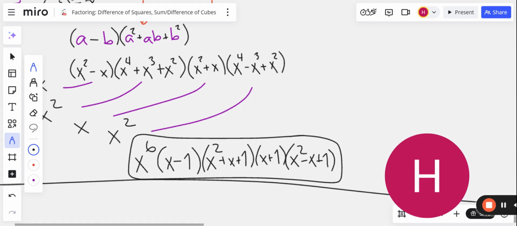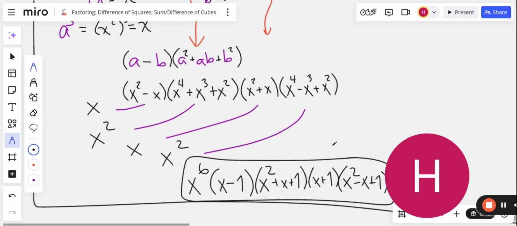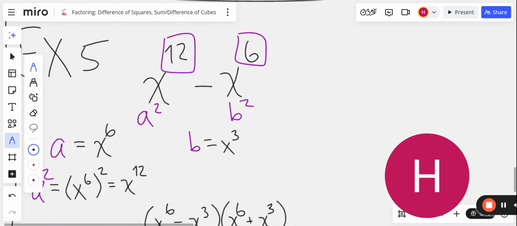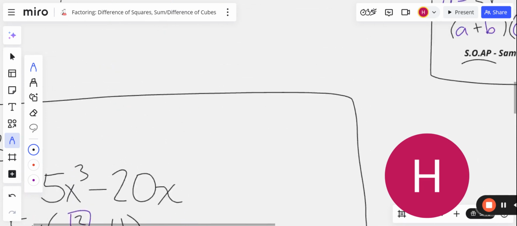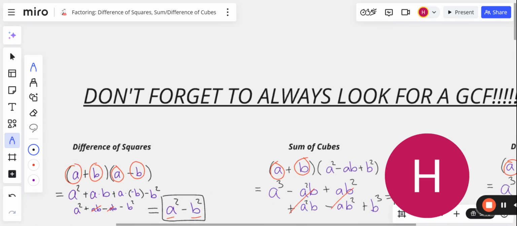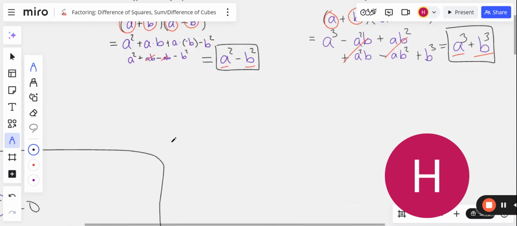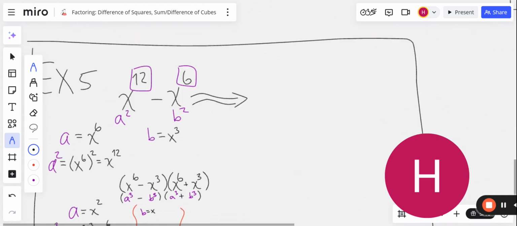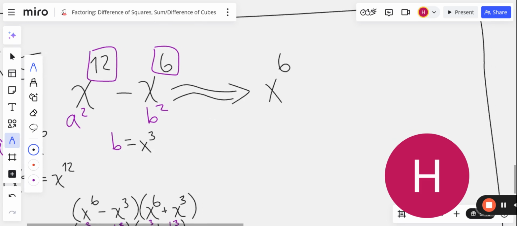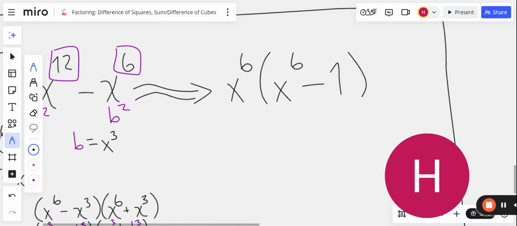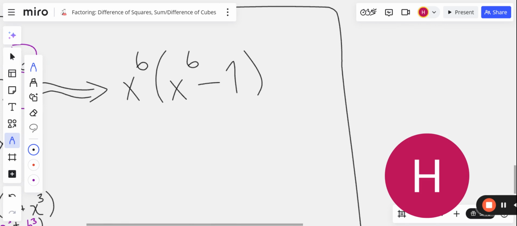Isn't that something? The reason why we had these common factors at the very end was because in the beginning, if we would have looked at this using our rule, don't forget to always look for a GCF. My whole point is that when you look for a GCF, it makes things easier and it saves you time. So let's look at how quickly we could have solved this. If we take out x to the 6th right from the get-go, we are left with x to the 6th minus 1, which may not look like a sum of cubes necessarily right off the bat, or a difference of cubes right off the bat, but it is a difference of squares and it is a difference of cubes.